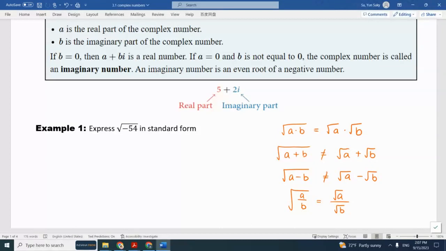All right, now let's see. We want to simplify it. Negative 54. For sure, I know it has a negative 1 there, right? What is 54? What can you think of?